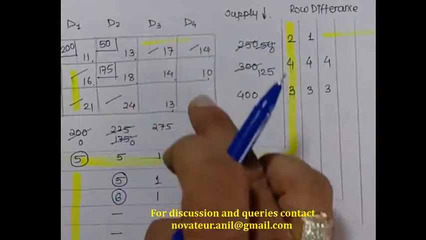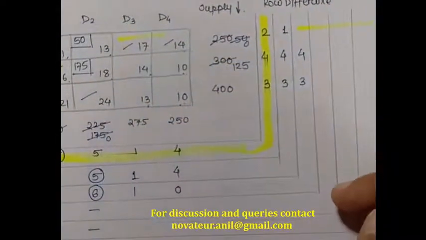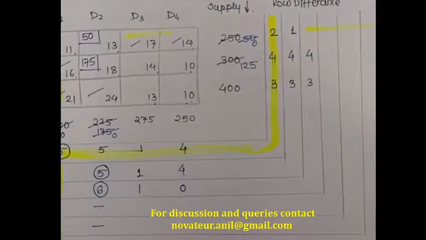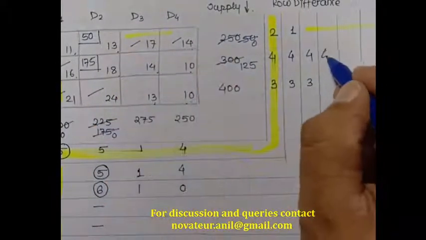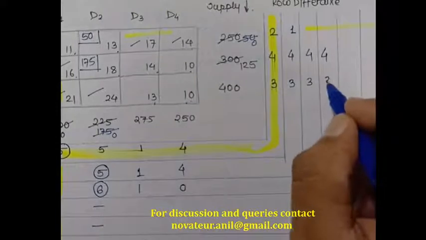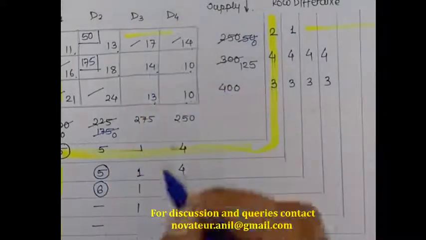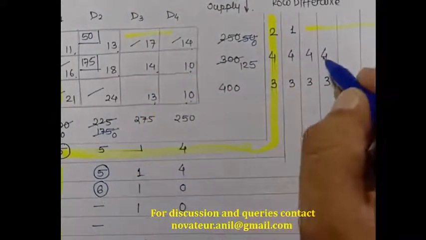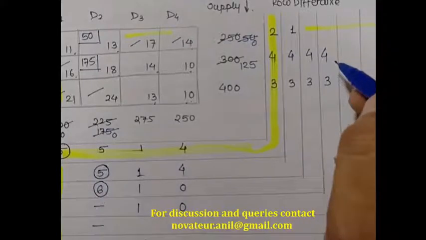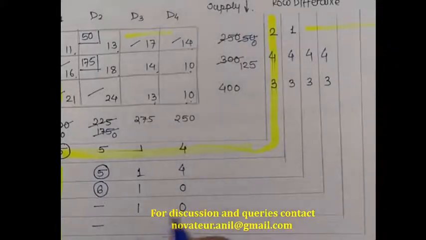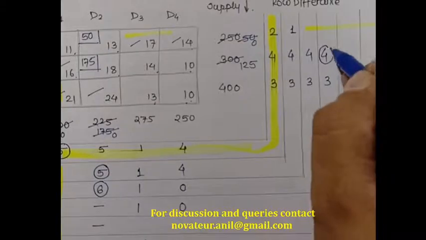Again for this particular thing I am going to perform the row differences. 10, 14, the difference is 4, 13 is 3, 14, 11 is 1, 10 is 0, highest value is 4. In this I am talking about pipe number 4, so highest value is 4.